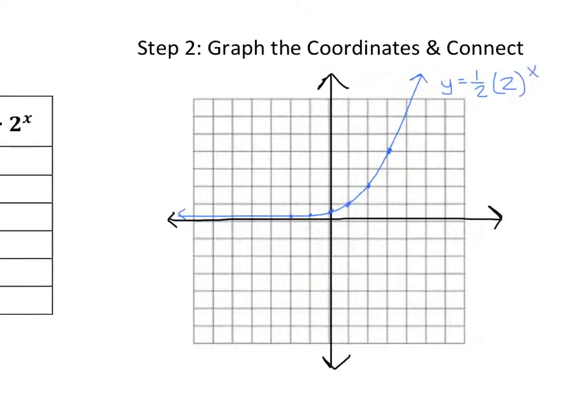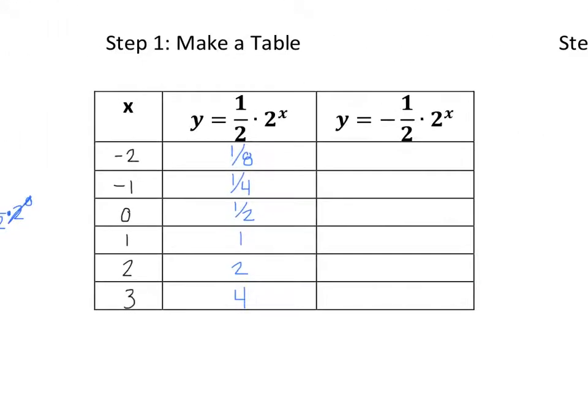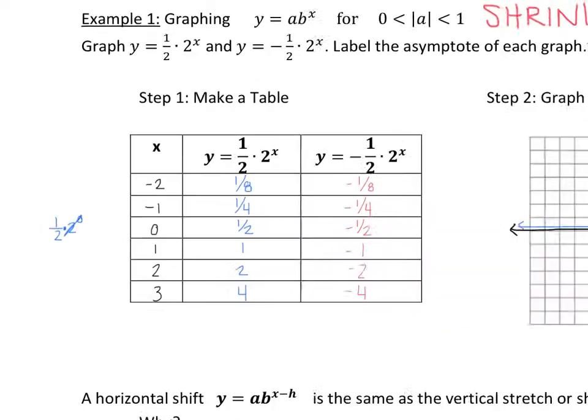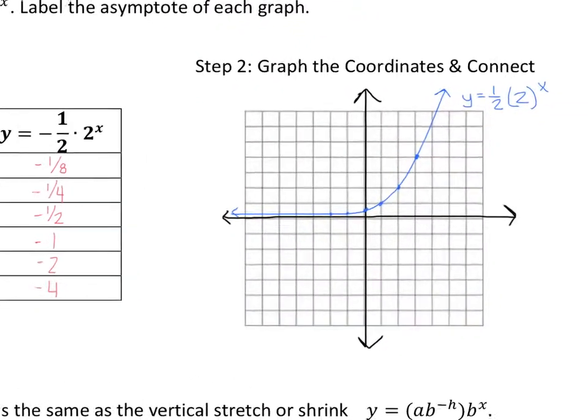All right, let's look at the other equation. What is the only difference between these two equations? The negative, and the negative's in front of everything. So just change all these values to negatives. So -1/8, -1/4, -1/2, -1, -2, -4. We're just reflecting across the axis.